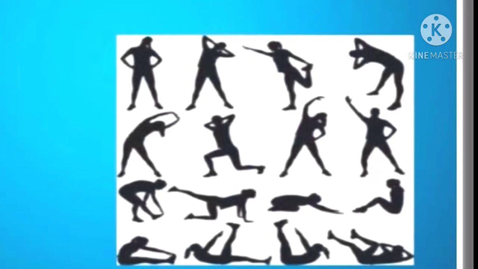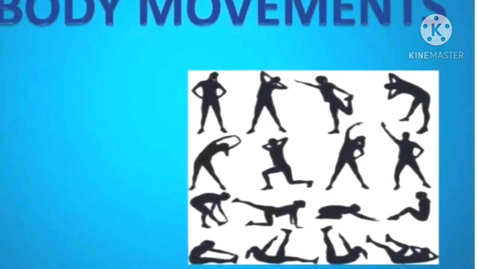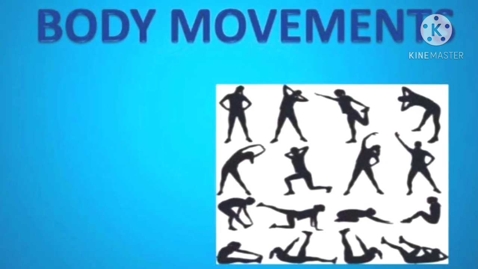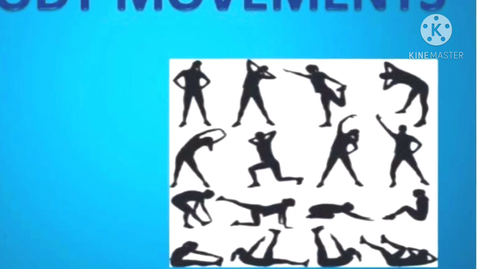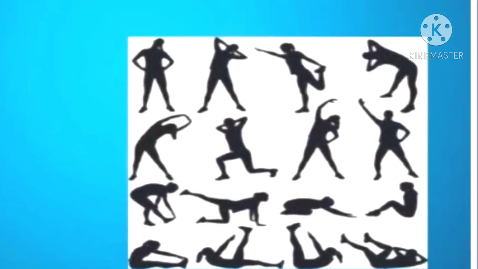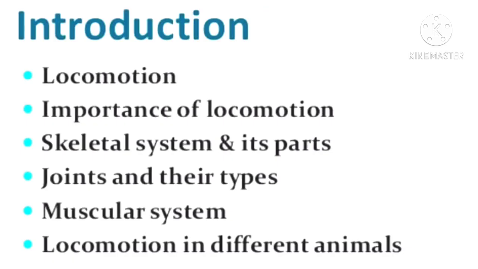In the chapter Body Movement, in the picture you can see different types of postures by human beings. Those are showing exercise movement, body movement, different types of movements. In this chapter we will study locomotion, importance of locomotion, skeletal system and its parts, joints and their types, muscular system, locomotion in different animals.